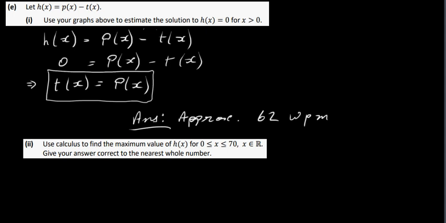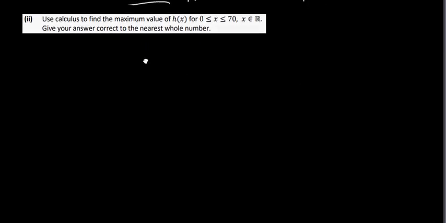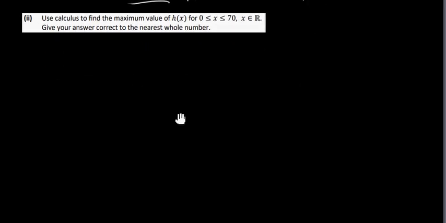Okay, so let's have a look at part 2 here. Use calculus to find the maximum value of h of x, the maximum value of h of x between 0 and 70. Well, if we look at our h of x function again.